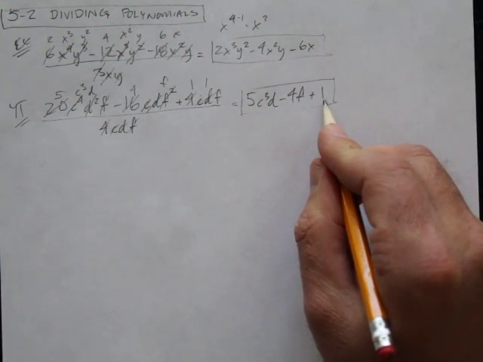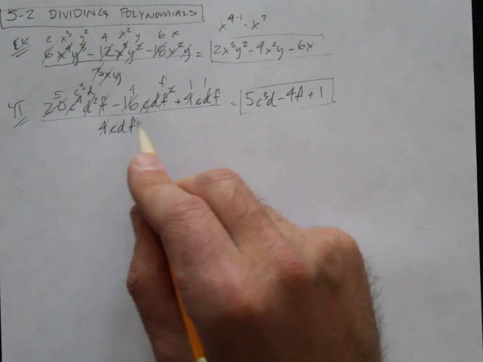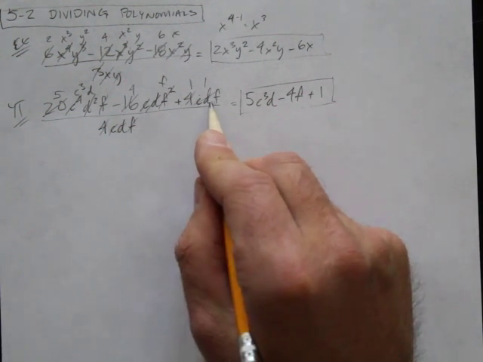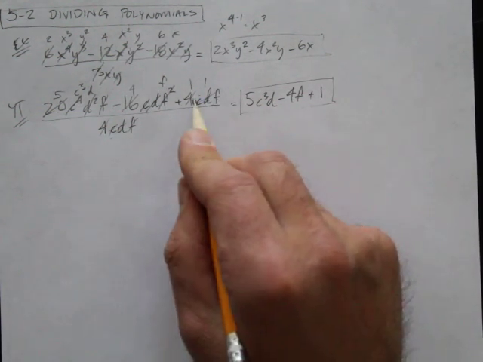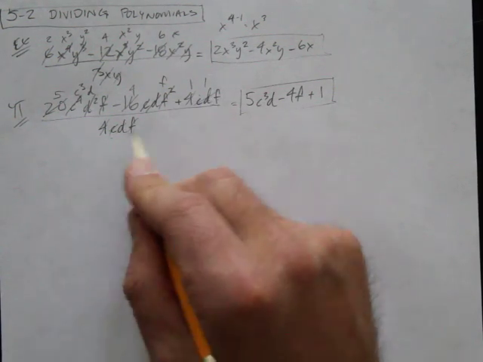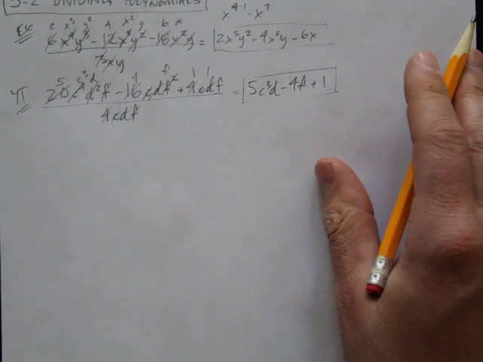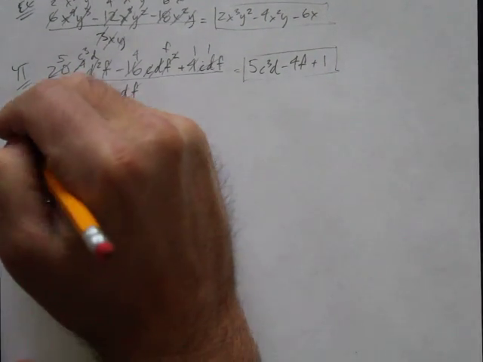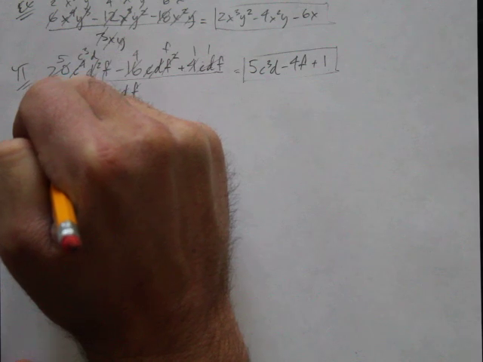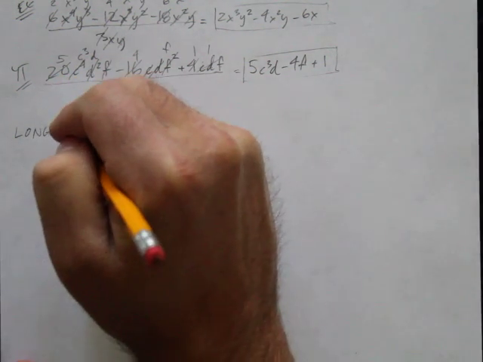That's an easy thing to forget, to put that plus 1 here, because 4cdf divided by 4cdf is 1. It's easy to think, oh, that's 0, but it's not. It's 1, so you need that plus 1 there at the end. All right, long division. So here's the other method of dividing polynomials.